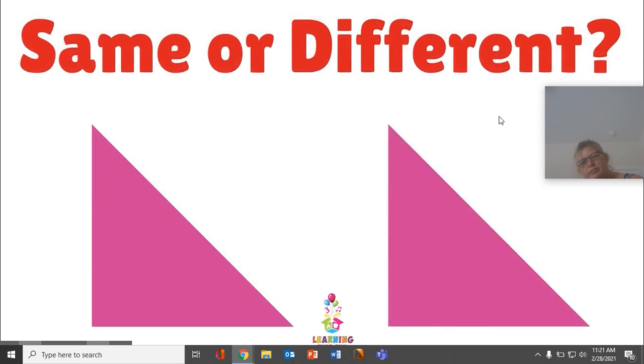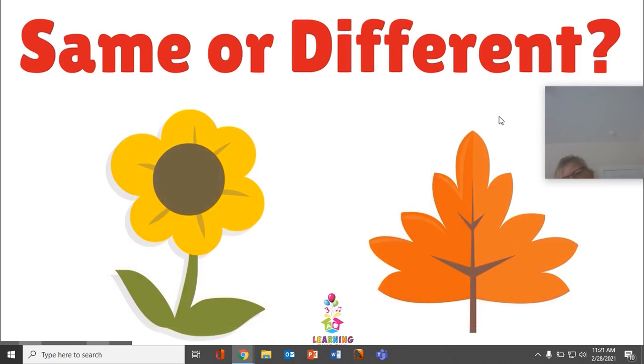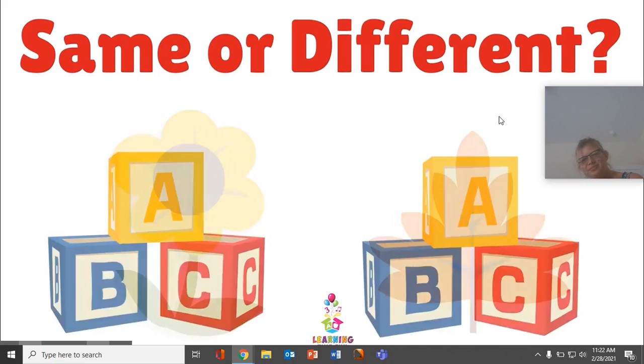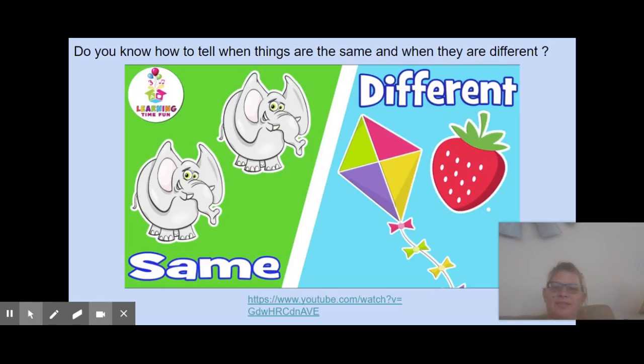Are these shapes the same or different? If you said the same, you're right. Are these things the same or are they different? If you said different, you're right. Are these objects the same or are they different? If you said the same, you're right.